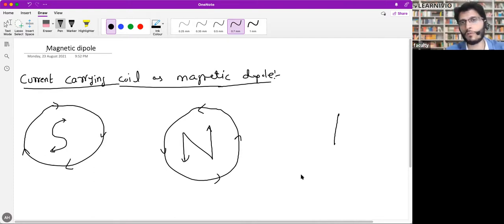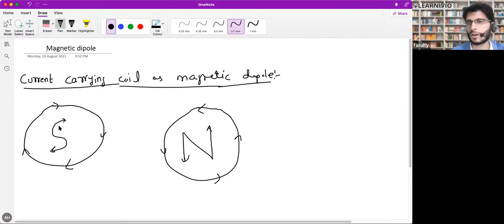So if you have a coil and you say the current is clockwise from your end, then from my end, it would be anti-clockwise. So if you say that the coil has a south pole from your end, then from my end, the coil has a north pole. So it has both poles, south pole as well as north. Is it clear?